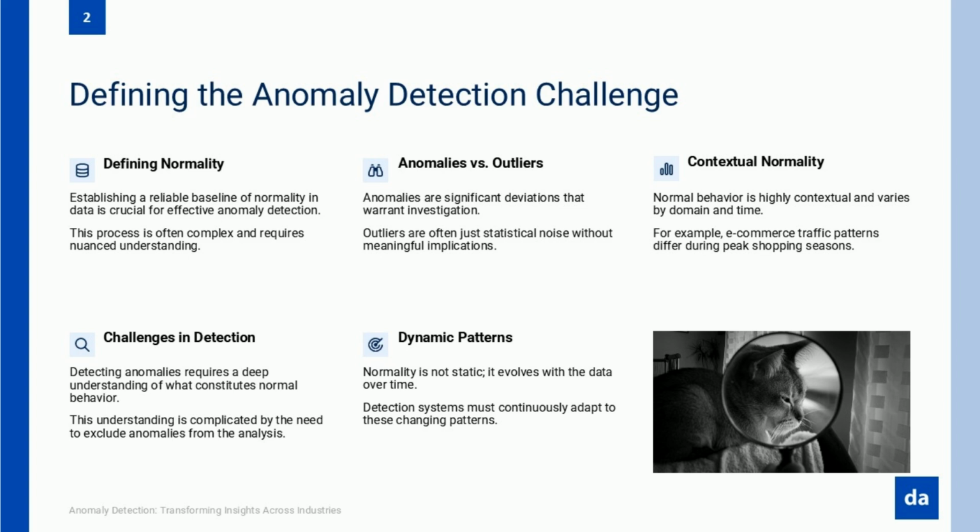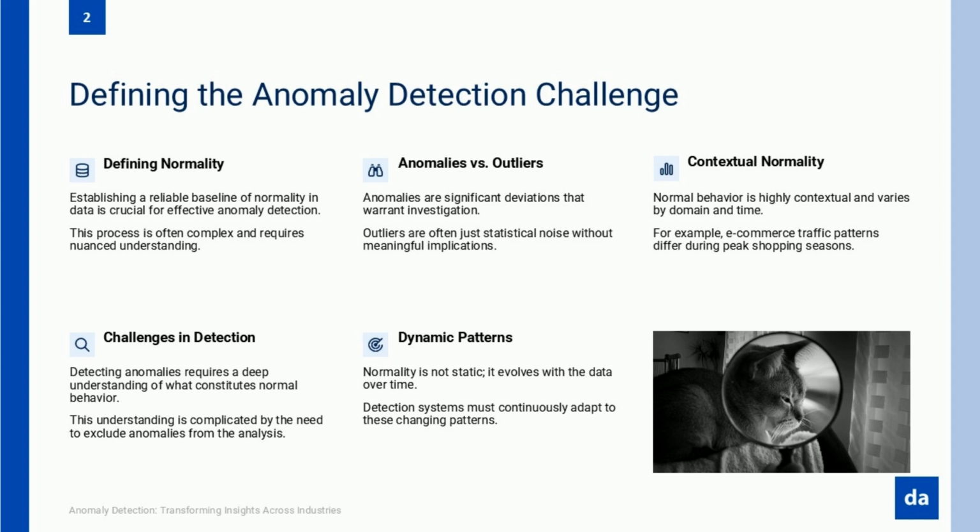Imagine you're responsible for monitoring a data center. What constitutes normal CPU utilization? Is it 30%, 50%, 80%? The answer depends not just on the time of day, but on the specific server's role, the applications it's running, the business cycle, and dozens of other factors. Without understanding these contextual elements, your anomaly detection system will either miss critical issues or flood you with false alarms.